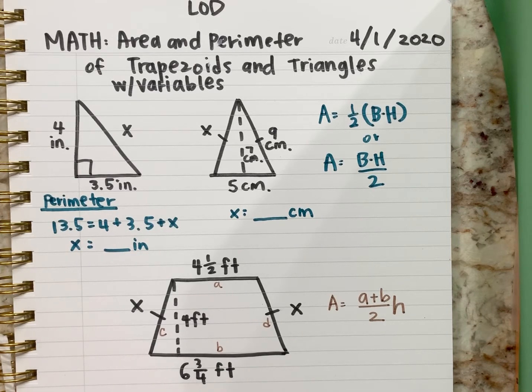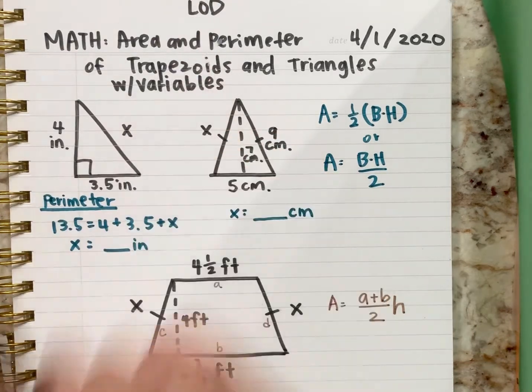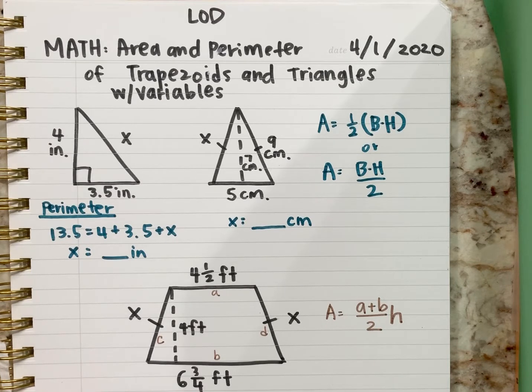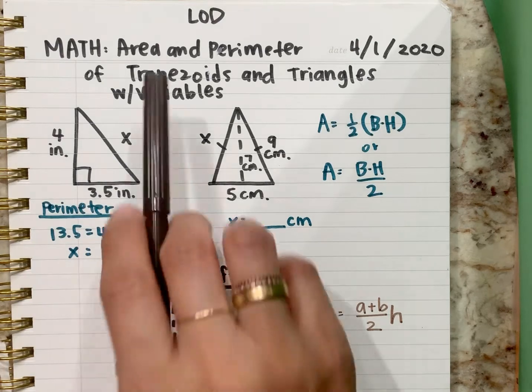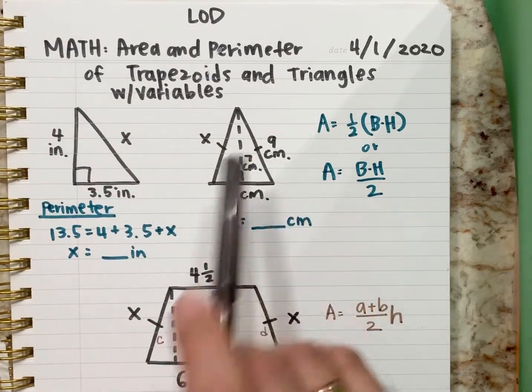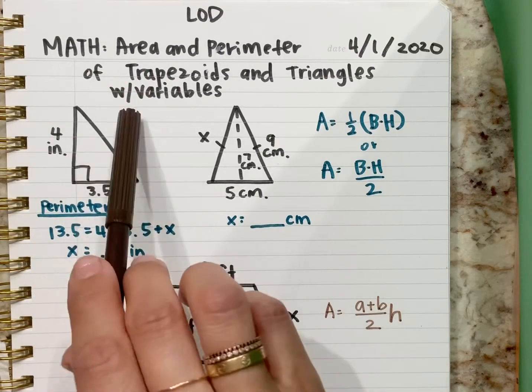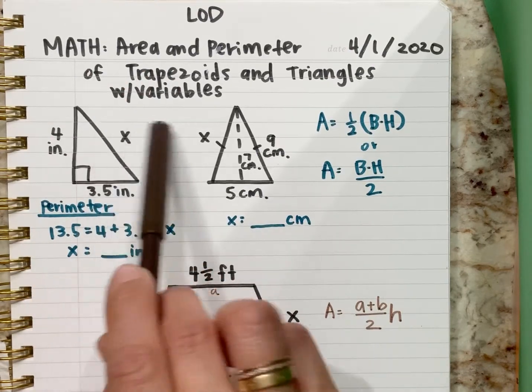Z. Today we're going to do another LOD. Do not worry, you are going to get a POD very soon, but I thought I'd do another LOD today because I wanted to review again the area and perimeter of two other shapes. One is trapezoid and the other is triangles, and of course, to make it extra fun, we have variables.